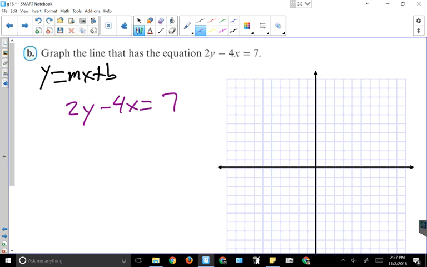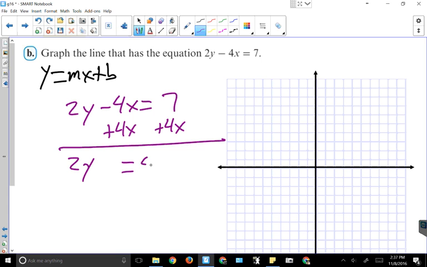Well, if I look at this, y is here, everything else is on the other side, so I'm going to add 4x to both sides. 2y is equal to 4x plus 7. Is that what you'd expect? Okay. Now, how do I get rid of that 2? Divide. So I divide by 2 here, divide this side by 2 here.